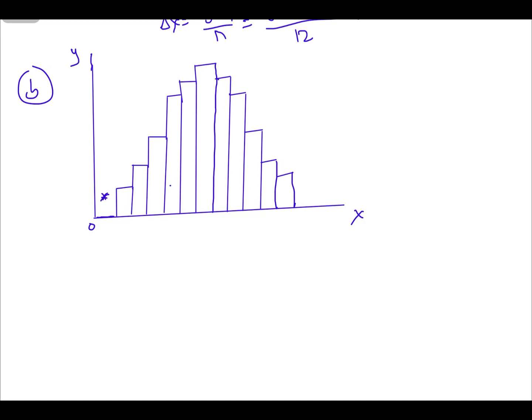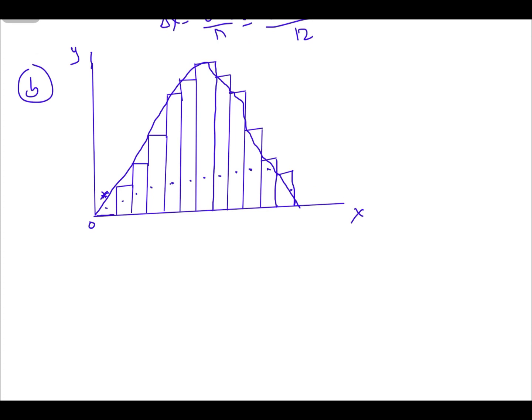So now let's count our rectangles. We have 1, 2, 3, 4, 5, 6, 7, 8, 9, 10, 11, 12. Right, so currently we have 12 rectangles, and then you need to remember that our graph is supposed to pass through here. Sorry for not drawing the graph here. So that's a curve like that, and then from there, you have our 12 intervals. You can just label it if you want.